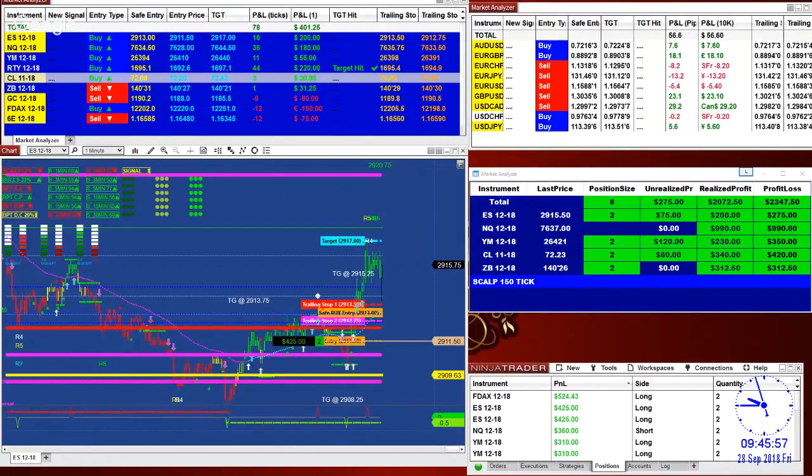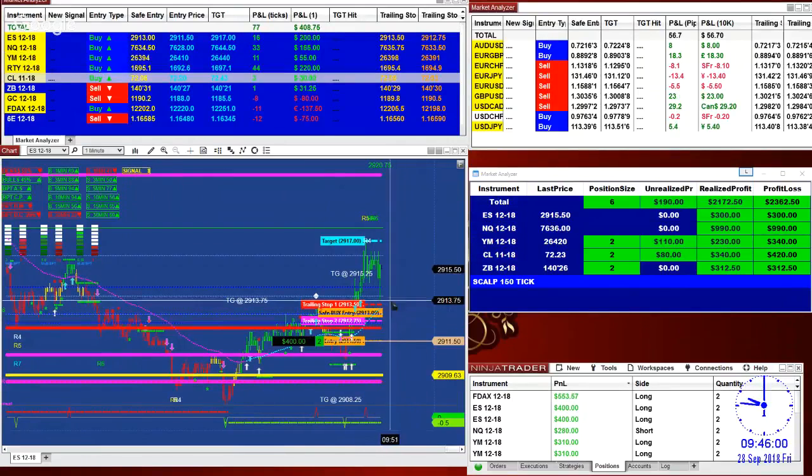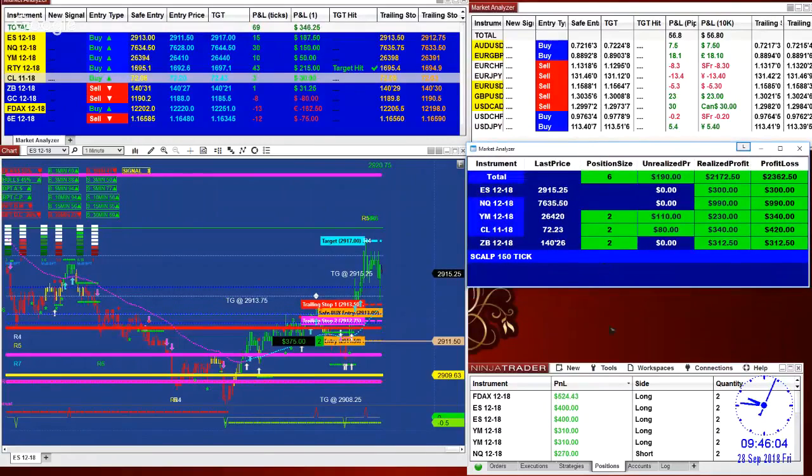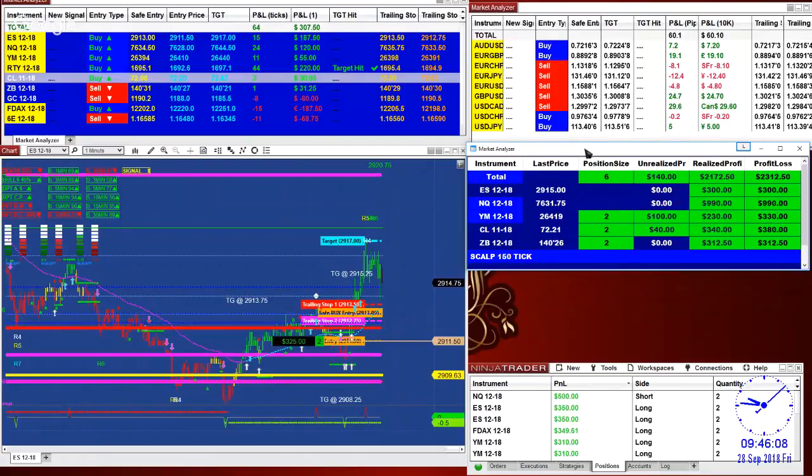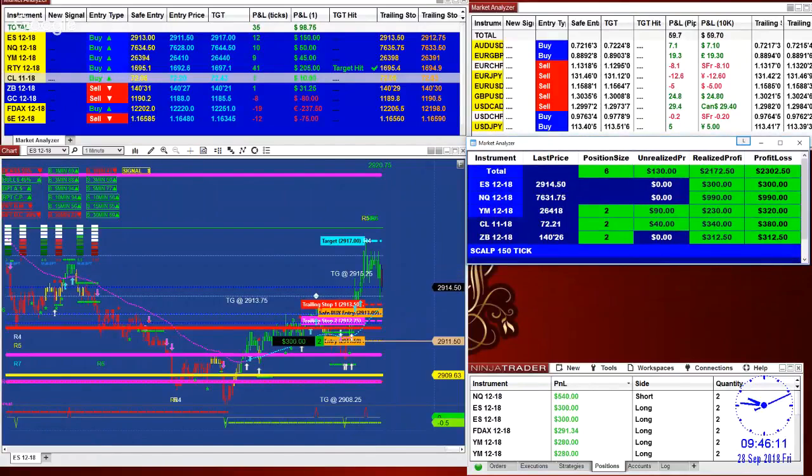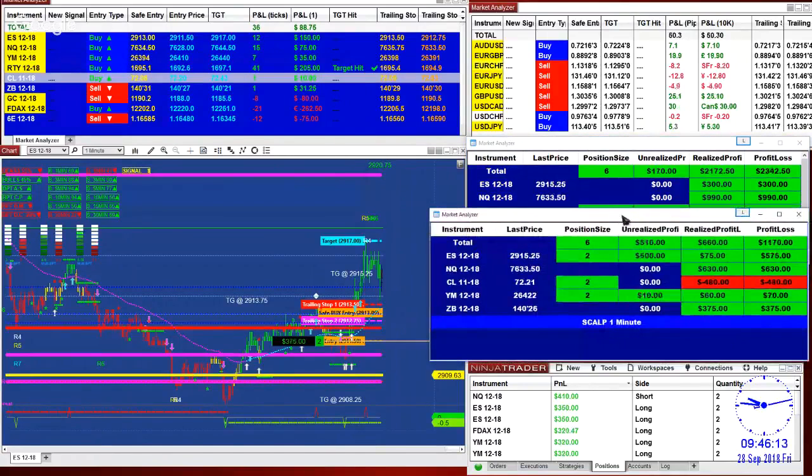Okay. It looked like there is a pullback on the ES. Don't let it scare you. It's just a pullback. We're gonna add the 150 ticks and the 1 minute on the scalping. Then we have the whole thing here.